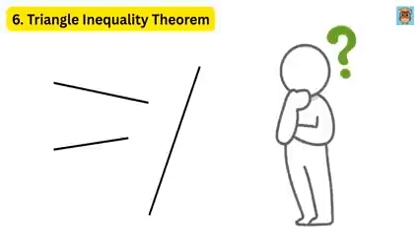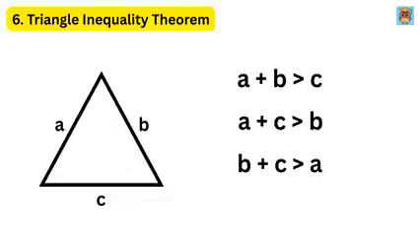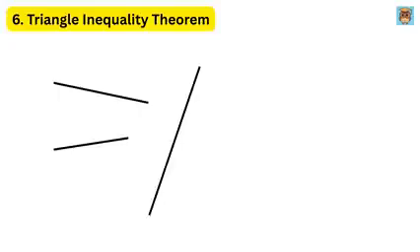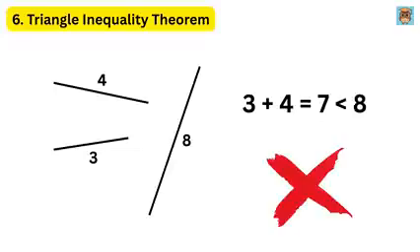6. Triangle inequality theorem. Can any three lines make a triangle? Nope. The triangle inequality theorem says that the sum of any two sides of a triangle must be greater than the third side. Imagine you have sticks of lengths 3, 4, and 8. Try making a triangle. 3 plus 4 is 7, but that's less than 8, so they will never make a triangle no matter how hard you try.